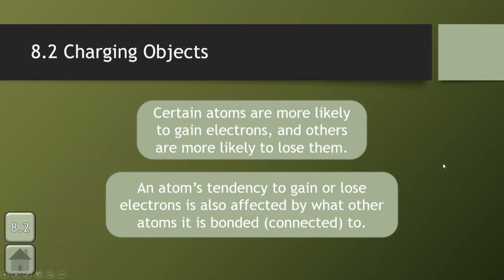Now, not all atoms are equally likely to gain or lose electrons. Some atoms are more likely to gain electrons and others are more likely to lose them. This tendency to gain or lose electrons can also be affected by what other atoms our atom is bonded to.